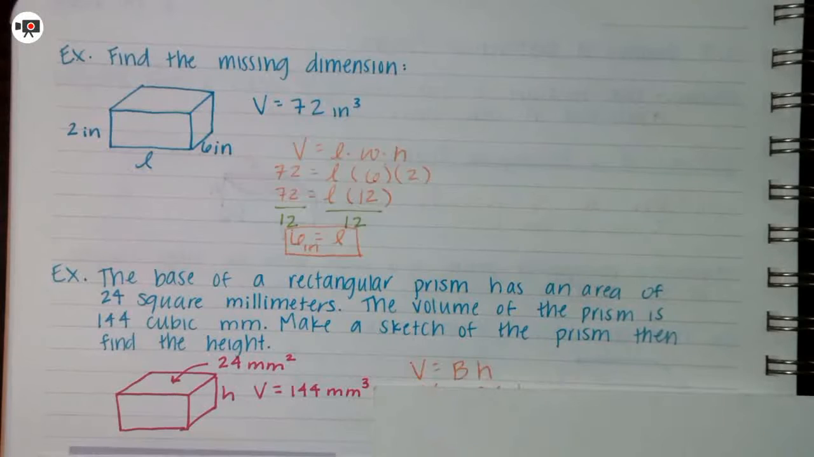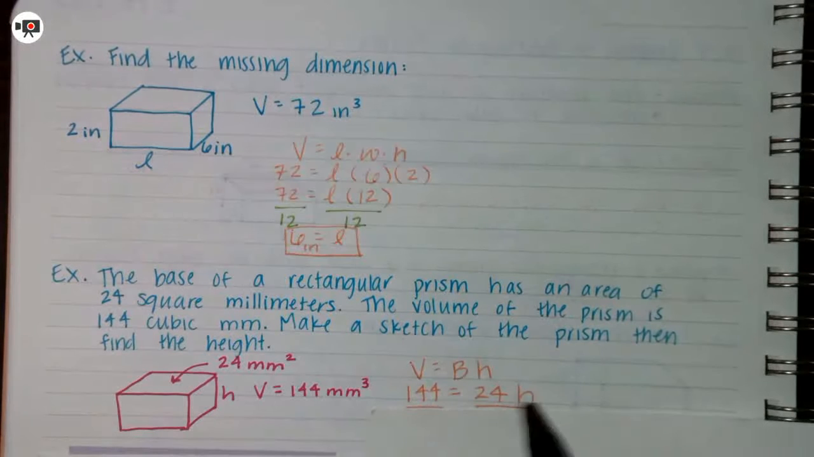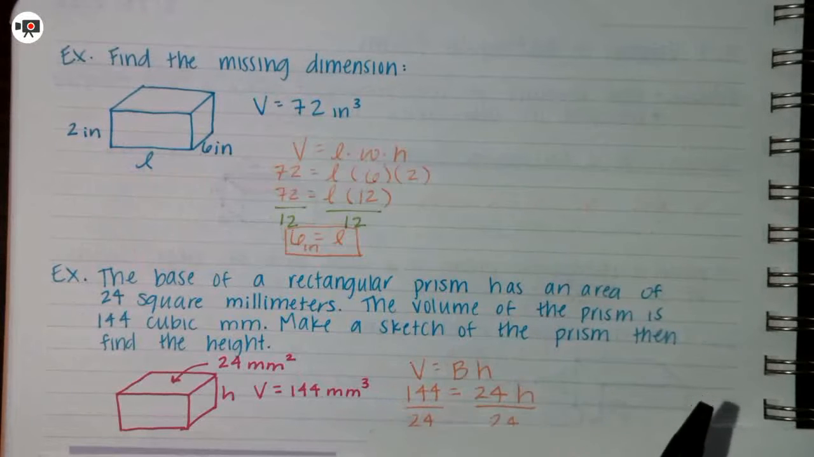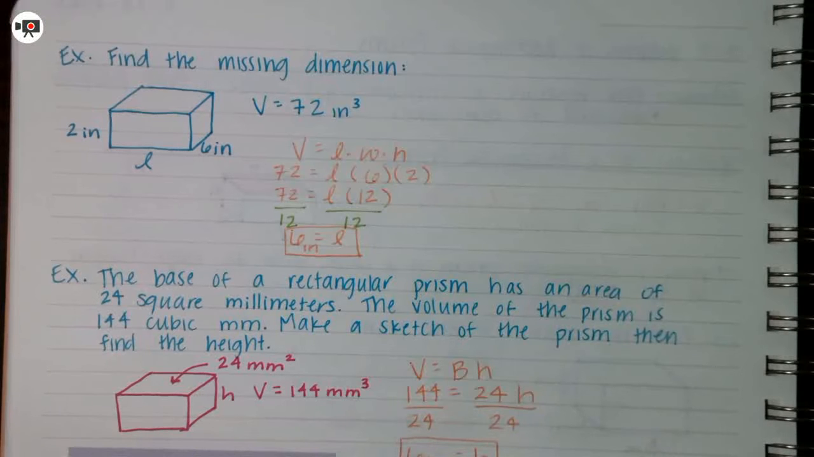So I'm going to use this formula. Volume is the area of the base times height. I could use length times width and know that length times width is the area of the base. This is just one step closer. So then I have 144 equals 24 times h. So divide each side by 24, and again, it is 6. My units are millimeters, so it is just 6 millimeters.